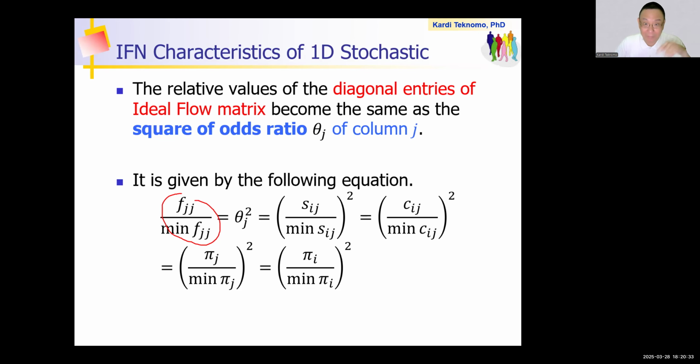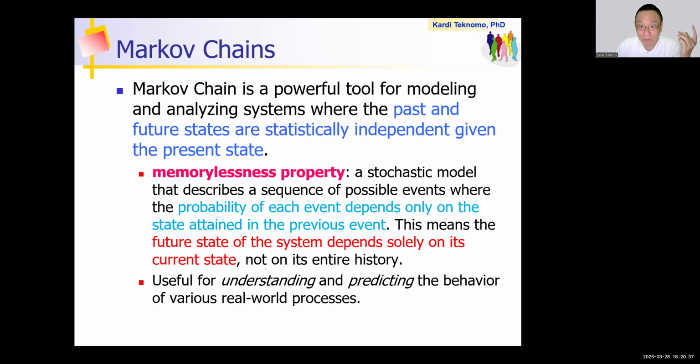Okay. Next, you remember IFN comes from Markov chain. Okay, what is Markov chain? So Markov chain is basically a powerful tool. Based on the stochastic matrix, you can get the equilibrium. So it's a very powerful tool for modeling and analyzing the system.